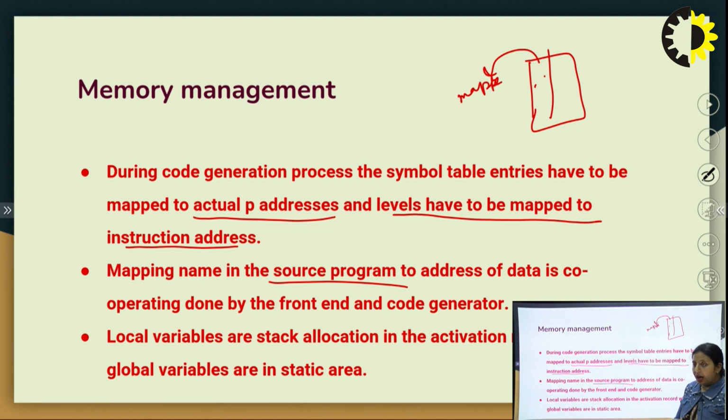Meaning some of the code is generated in the front end phase and some of the code is generated in the code generator phase. Then how are these two phases linked? They are linked by the mapping names. That's why memory management is one of the design issues. Now, the local variables are stack allocated in the activation record, while global variables are in the static area.